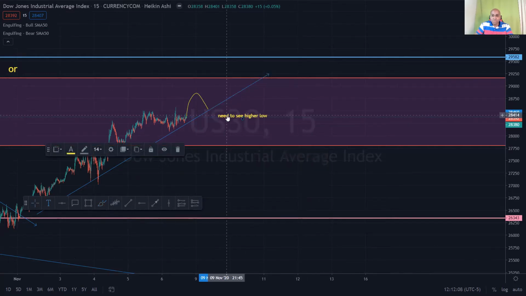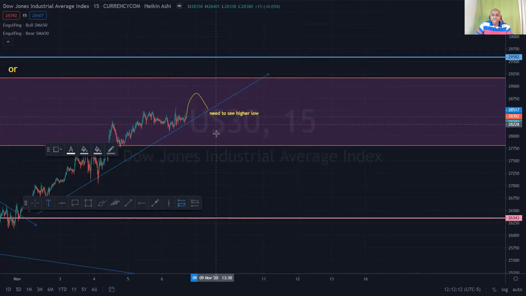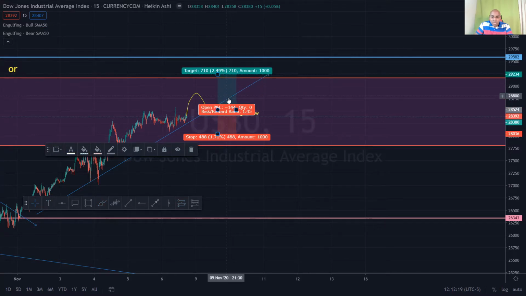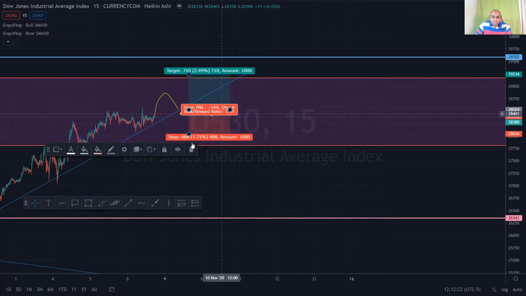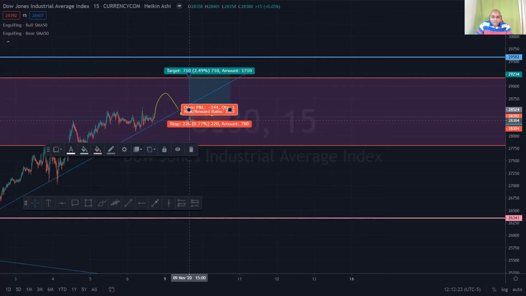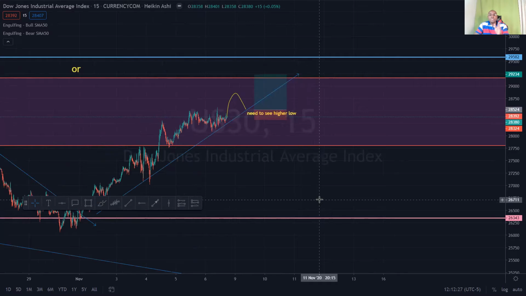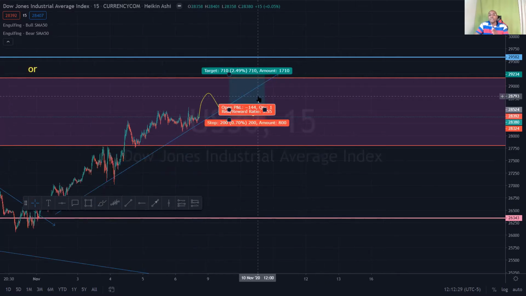So we need to see a higher low right here. Once we get that break and retest right here, we're going to go in for our buy. Going to keep the stop, take profit there about. Stop loss right below the trend line. This same scenario as the German 30, we're going to apply on the US 30.